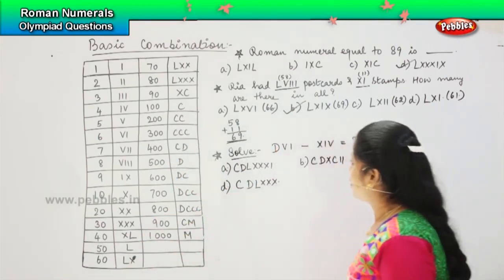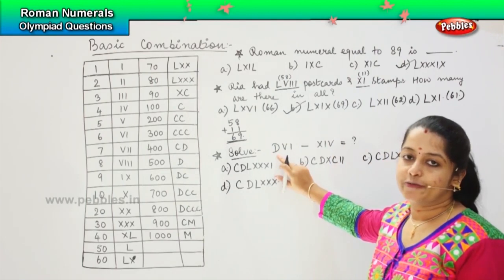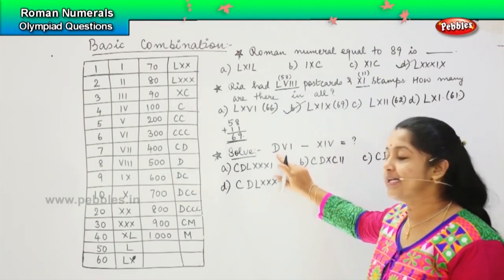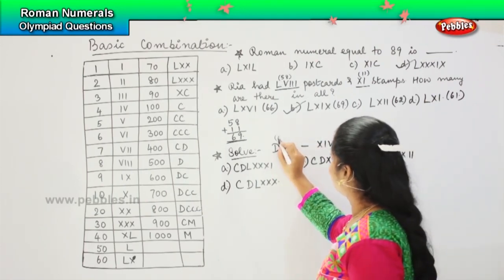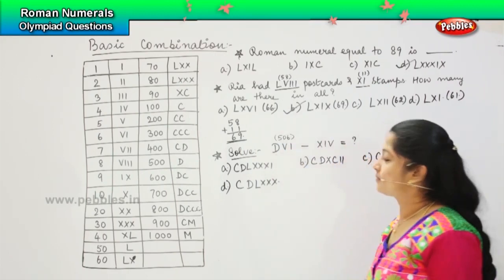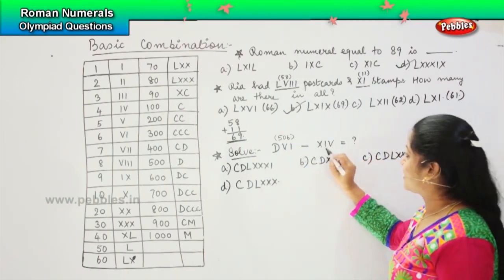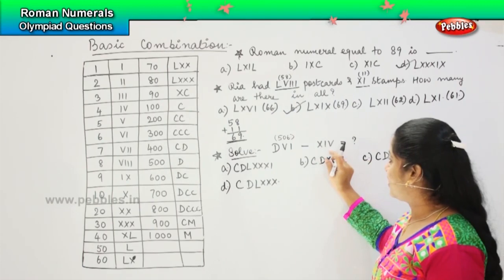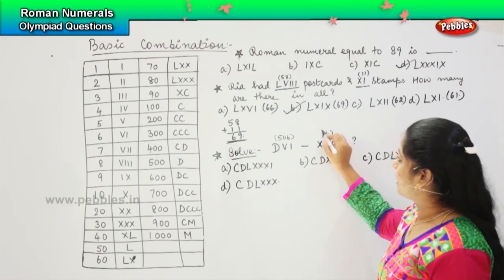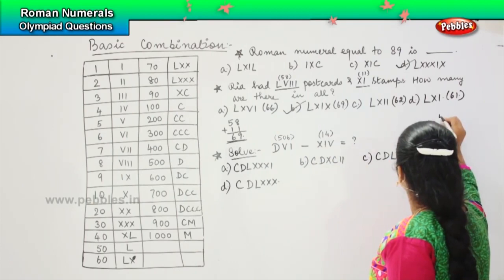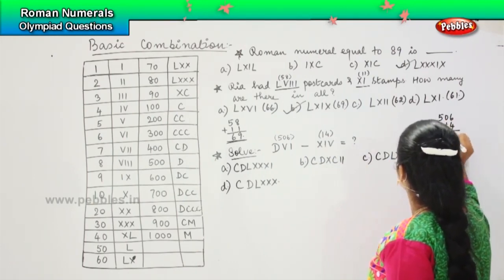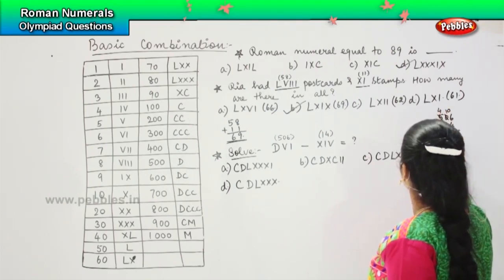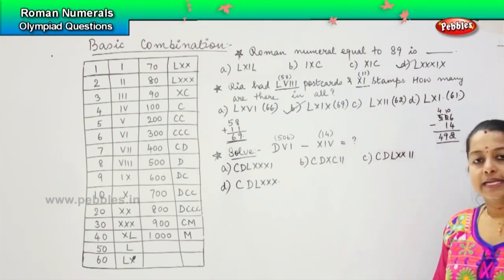Okay. So D is how much? I'm sorry, D is 500 and VI is 6. So this is 506. Okay. Now XIV, X is 10, IV is 4. So this is 14. So shall we do the subtraction and see? 506 minus 14. So 6 minus 4, 2. 10 minus 1, 9. And 4. So your answer should be 492.